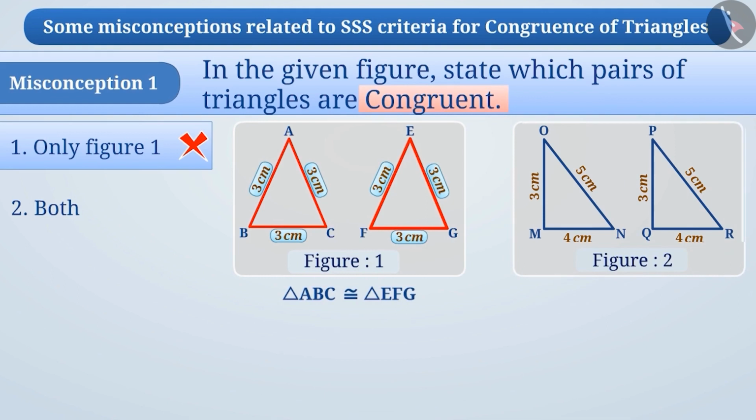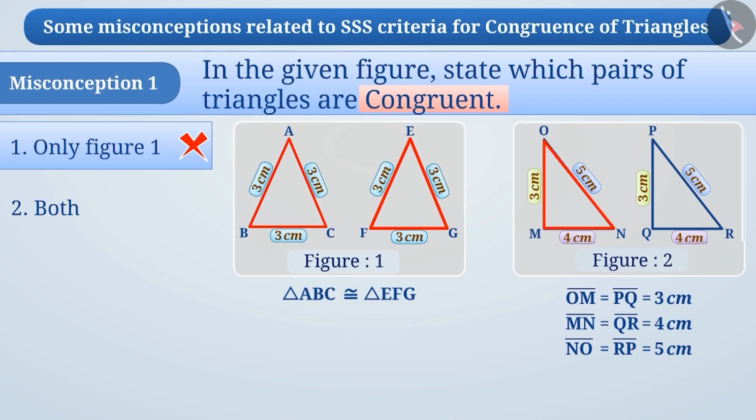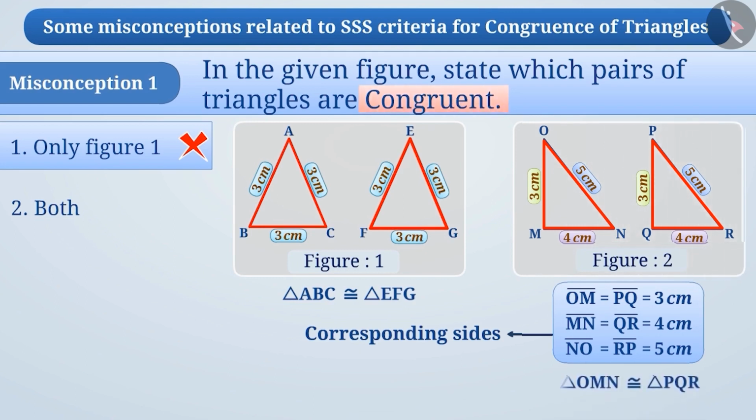If we talk about the second figure, OM is equal to PQ is equal to 3 cm. MN is equal to QR is equal to 4 cm. NO is equal to RP is equal to 5 cm. Hence, all three corresponding sides of triangle OMN and triangle PQR are also equal. Therefore, both triangles shown in figure 2 are also congruent. Triangle OMN is congruent to triangle PQR. With this understanding, the correct answer is option 2.